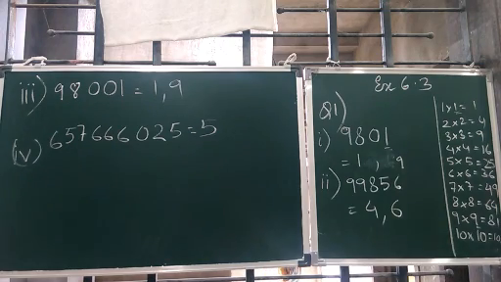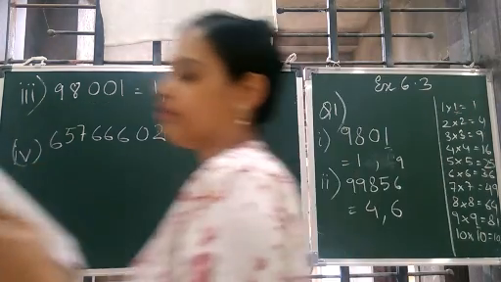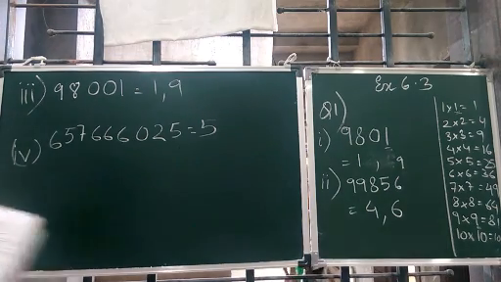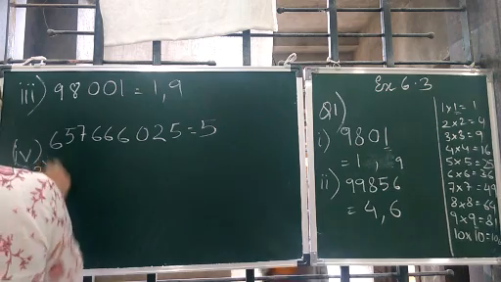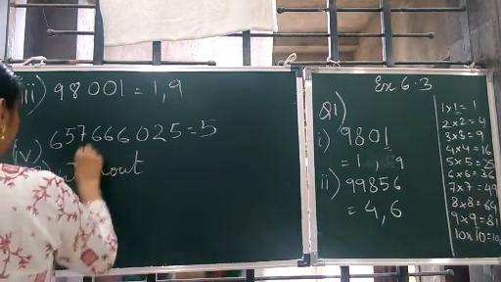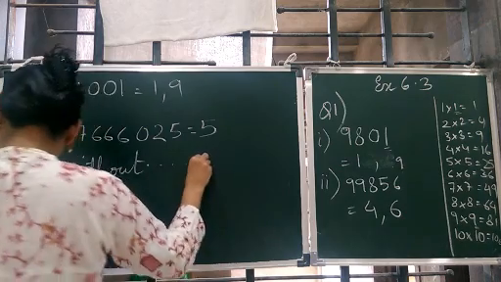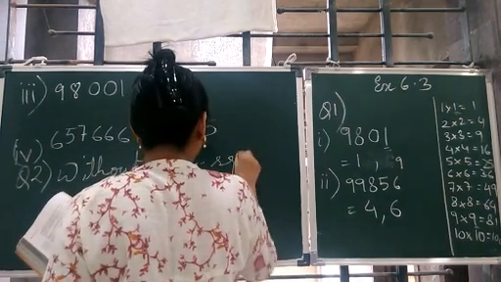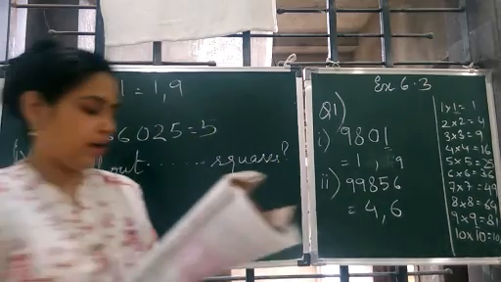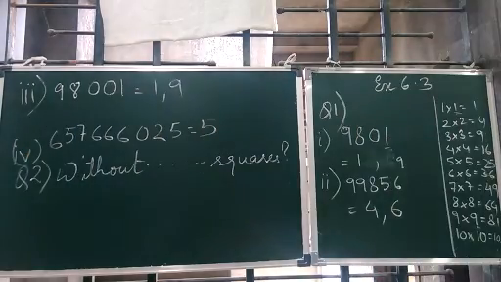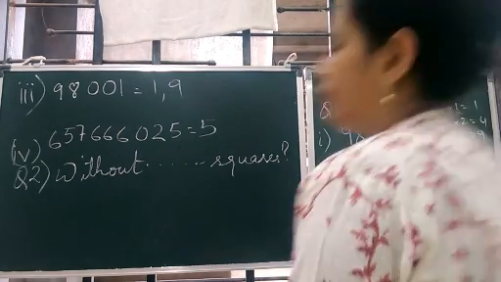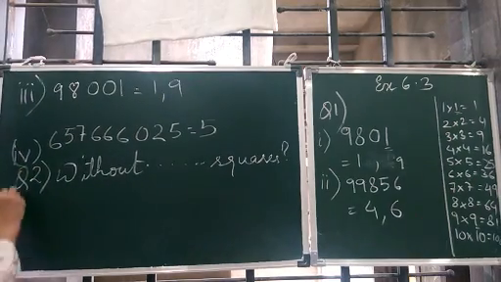We start with question number 2 now. Question number 2, I'll read the question for you without doing any calculation. Find the numbers which are surely not perfect squares. So, in the beginning of the chapter, we discussed that the numbers which end with 2, 3, 7 and 8 are surely not perfect squares.